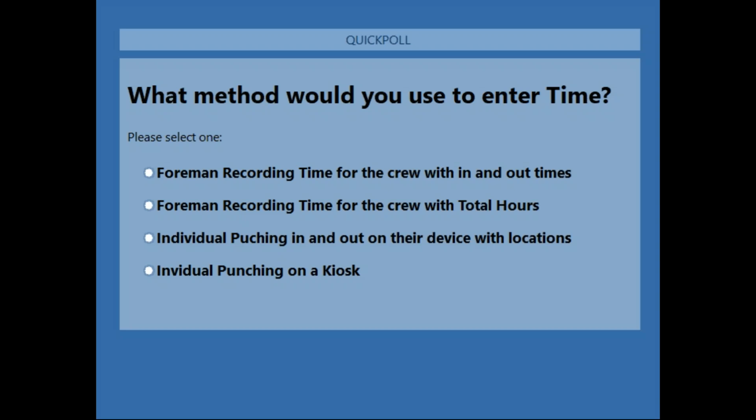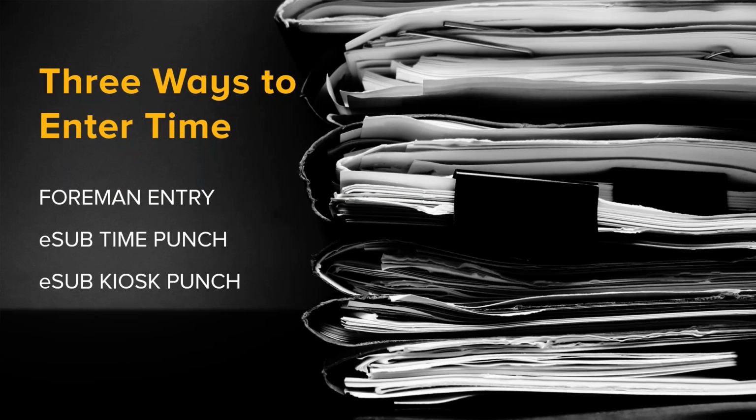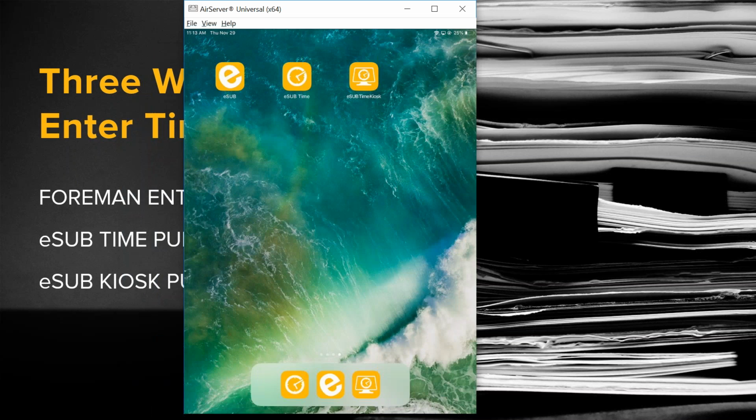All right, let's go ahead and wrap this up and share it with the group. Looks like we're split between foreman entering the time, whether those are hours or in and out. There's definitely a runaway with people punching in themselves, capturing their location, so that we know whether they were at the job site when they punched in, or whether they were at their house or Tim Hortons. So let's jump right into the product and take a look at those 3 different ways that we're able to enter time into eSUB.